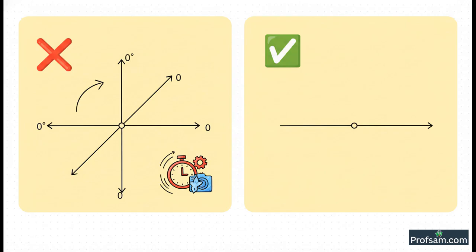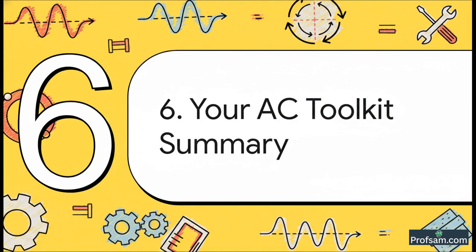The second wrong idea is thinking that a phasor is just a different, fancy way to draw a wave. No, beta. A wave shows you how the value changes with time. A phasor is what we call a frequency domain view. It shows only two things, the amplitude, which is the maximum value, and the starting phase angle. That's it.